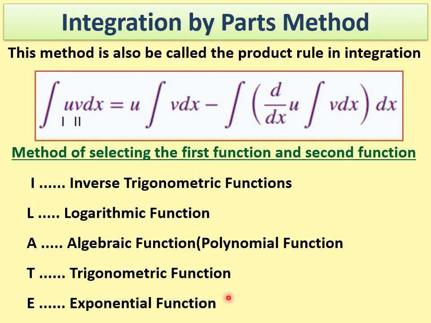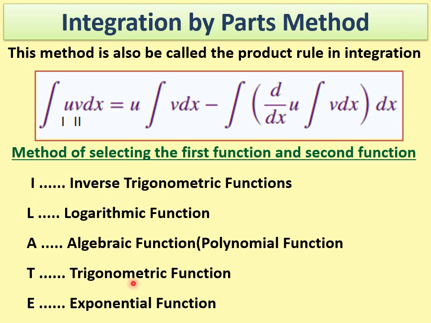And these are given in the increasing order of integrability. So it means the inverse trigonometric functions are least integrable, logarithmic functions are more integrable as compared to inverse trigonometric functions, and so on. So for the first function, if you are given two functions in which one is an inverse trigonometric function, then we take it as the first function. If it is not there, then we take the logarithmic function as the first function. If it is not there, then we take algebraic as the first function. If it is not there, then we take trigonometric as the first function.